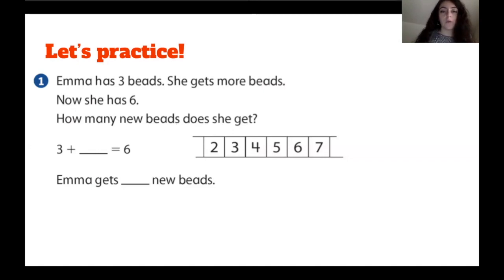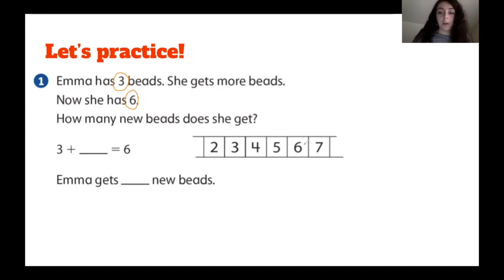Okay, so now what I'm thinking about is what important information I should circle in this problem. If you said 3 beads and 6 beads, you are correct. She has 3 beads, then she gets some more beads. So that's our mystery. We don't know how many more beads she gets, but now all of a sudden she has 6 beads. So we need to figure out how many she got.